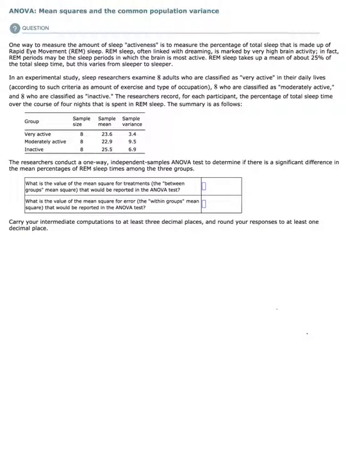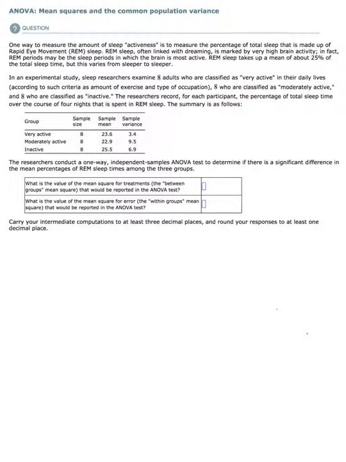We have 3 groups, and for each group we are provided with sample size, sample mean, and sample variance. The group of very active participants had sample size of 8, sample mean of 23.6, and sample variance of 3.4. Moderately active group had sample size 8, sample mean 22.9, and sample variance 9.5. Finally, the inactive group had sample size 8, sample mean of 25.5, and sample variance of 6.9.